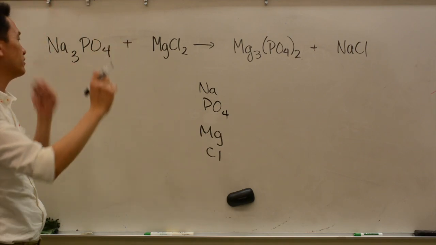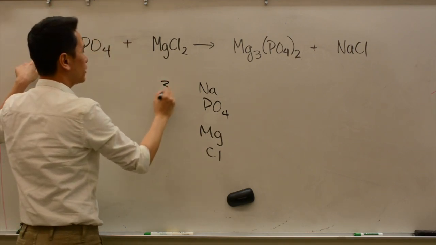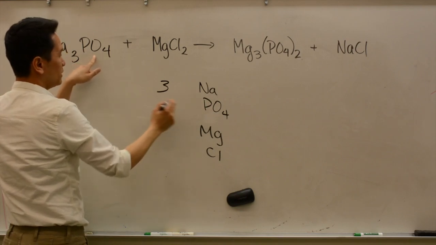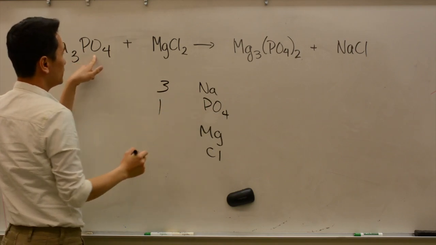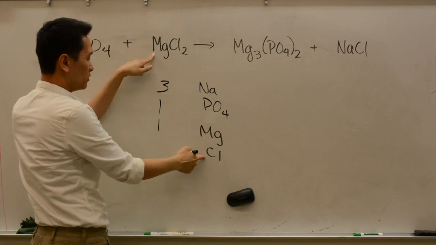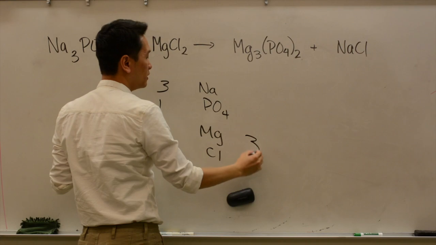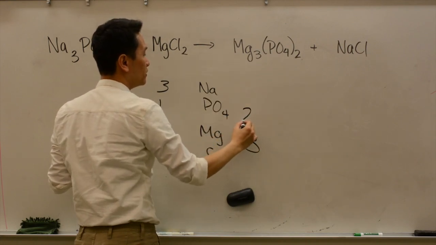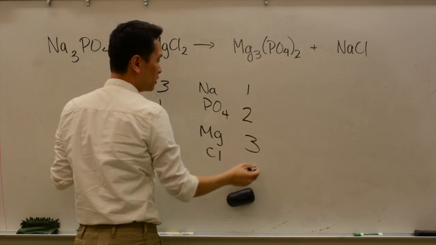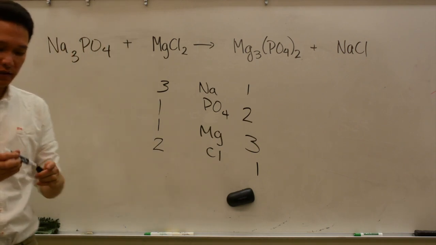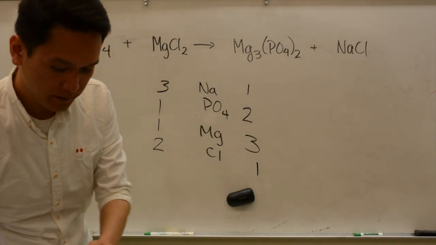Okay, so now let's do the accounting. Sodium is, on this side, 3. Phosphate, that group, there's only 1 phosphate. Magnesium, there's 1. Chloride, there's 2. On this side, magnesium, there's 3. Phosphate, there's 2. Sodium, there's 1. And chloride, there's 1. Okay, so let's start balancing this guy.